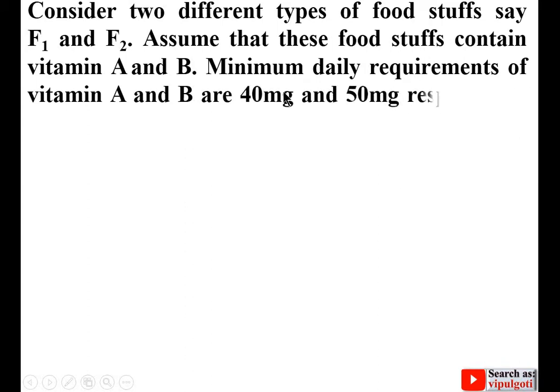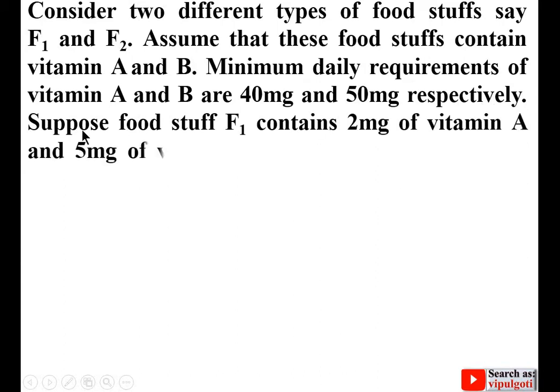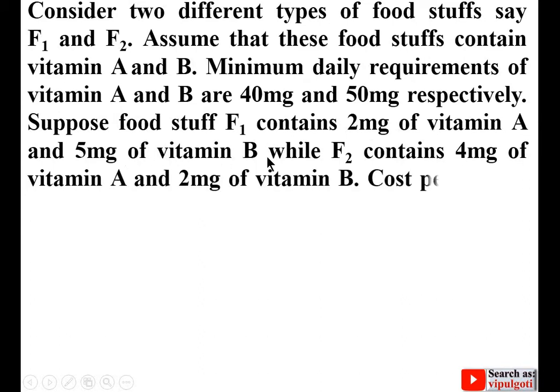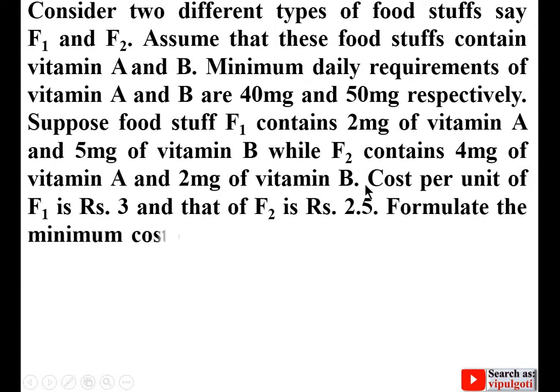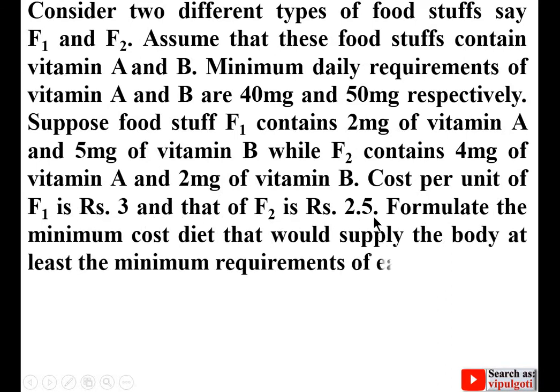Consider two different types of foodstuffs, say F1 and F2. Assume that these foodstuffs contain vitamin A and B. Minimum daily requirements of vitamin A and B are 40 mg and 50 mg respectively. Suppose foodstuff F1 contains 2 mg of vitamin A and 5 mg of vitamin B, while F2 contains 4 mg of vitamin A and 2 mg of vitamin B. Cost per unit of F1 is Rs 3 and that of F2 is Rs 2.5. Formulate the minimum cost diet that would supply the body at least the minimum requirement of each vitamin.